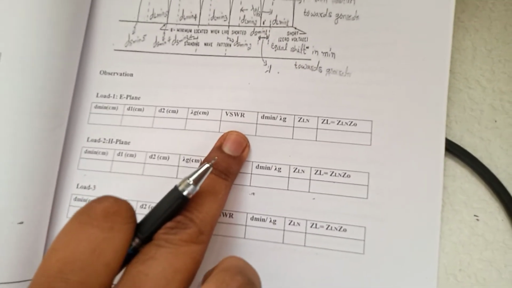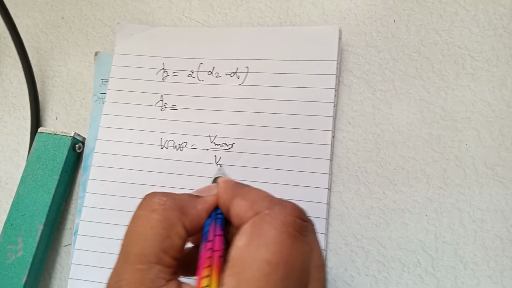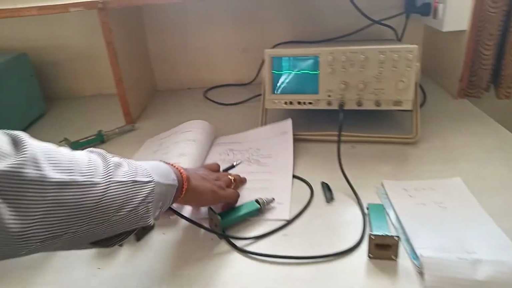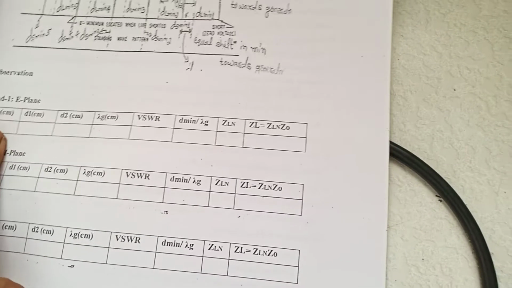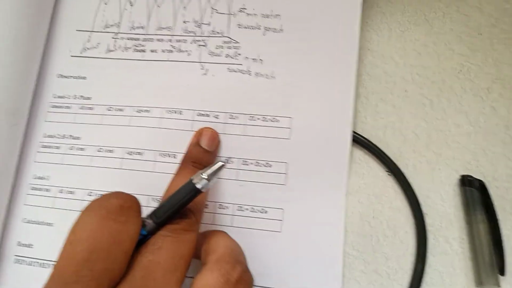Next, what we have to find? VSWR. How to find VSWR? We already know that VSWR is given by Vmax divided by V minimum. With the help of the slotted line carriage, we have to find Vmax and V minimum, and we will get the VSWR value in the tabular column. Next, we have to find D minimum by lambda G. D minimum we already got, lambda G we already got, so you will get the value of D minimum by lambda G.